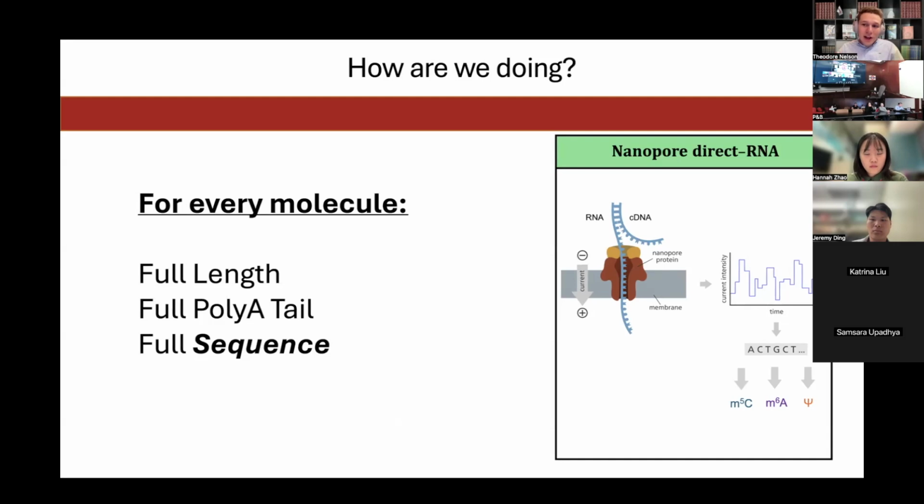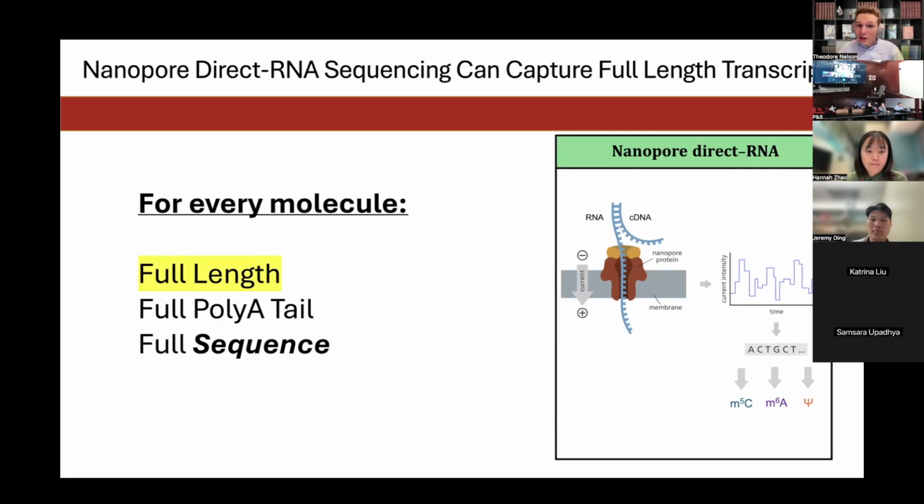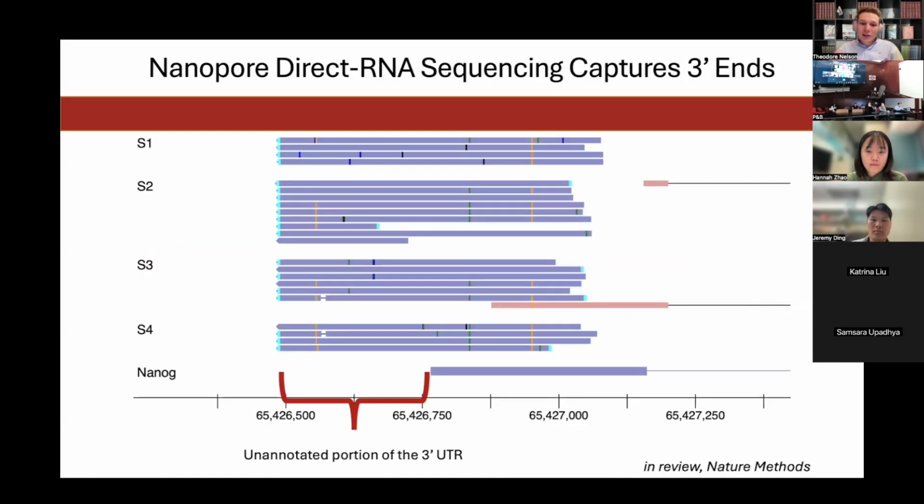So it begs the question, how is the technology actually doing? We have the three criteria right in front of us: full length, full poly A tail, full sequence. And let's get started. So what's the promise of full length, that we can capture these tails?